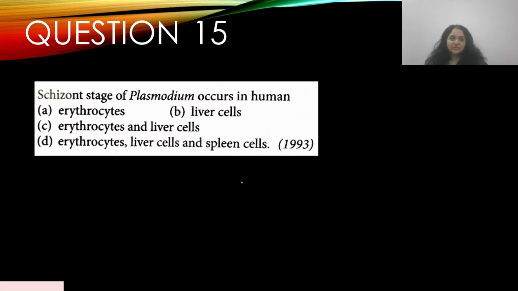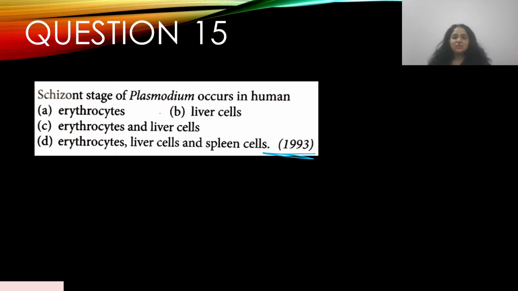Okay, question number 15. Schizont stage of Plasmodium occurs in human. It's appeared in 93. So this is related to the life cycle of Plasmodium that causes malaria. Like I said, the malarial life cycle is very, very important, okay? With respect to NEET, you have to know this inside out. So please watch part 1. I have explained that in detail. Please note it down, learn it, read it 10 times. It has to stick in your head because they could ask you any question. So once you have learned those notes, you can answer any question related to the Plasmodium life cycle, all right?